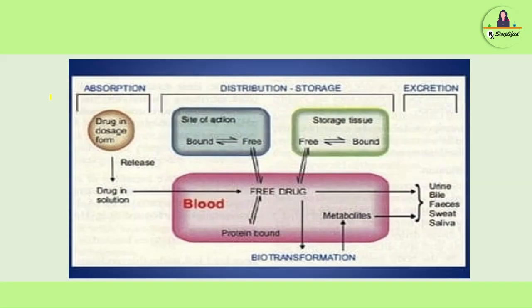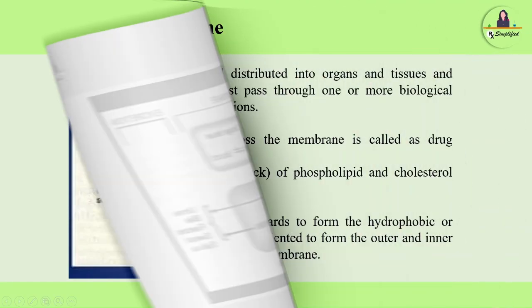After that, two forms are present: the free drug and the bound drug. Plasma proteins convert the drug into bound form. After that, it comes to the site of action and storage tissue. So the second part of pharmacokinetics is distribution. After that, it is metabolized and then excreted out through urine, bile, feces, sweat and saliva. So these are all the pharmacokinetic parameters.